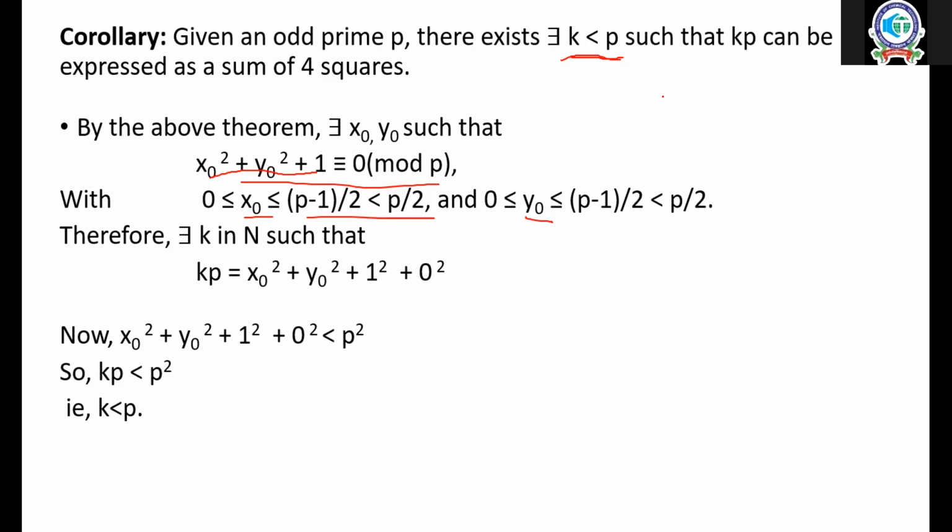Given an odd prime p, there exists a k such that kp is expressed as a sum of 4 squares. This depends upon the previous lemma. Right. Okay. Thank you.